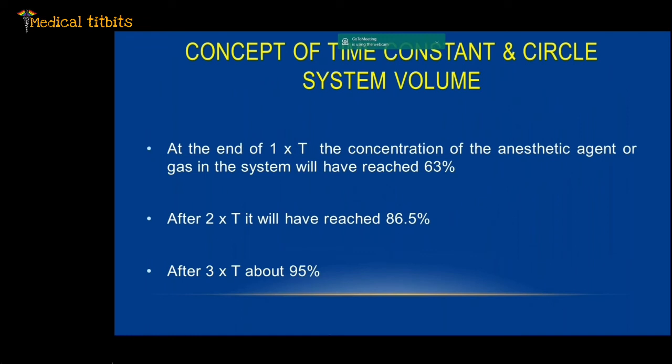Imagine at the end of the first time constant, the concentration of anesthetic agent gas in the system, by complex calculation, they have found out is about 60%. The second time constant leads to 86.5%. The third time constant leads to 95%, and the fourth time constant almost takes it to 98%. So it usually takes about 3 to 4 time constants to reflect the exact change which you intended when you moved that dial.